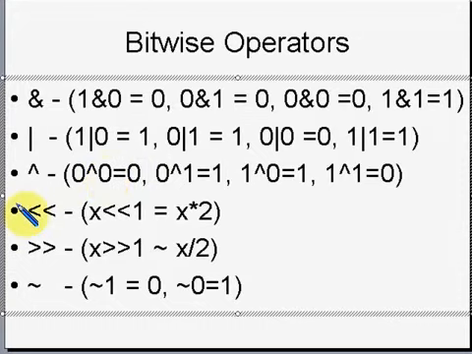Then you have the left shift operator, which left shifts the bits by 1, and that is equivalent to multiplying the number by 2. And you have the right shift operator, which right shifts every binary number by 1. Then there is the complement: for a binary number, every 0 will be substituted by 1, and every 1 will be substituted by 0.